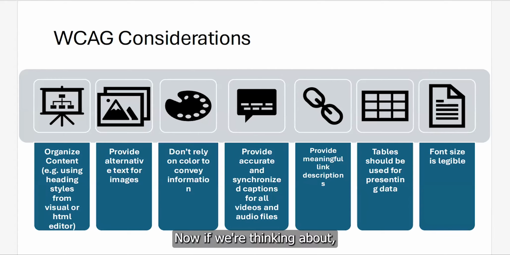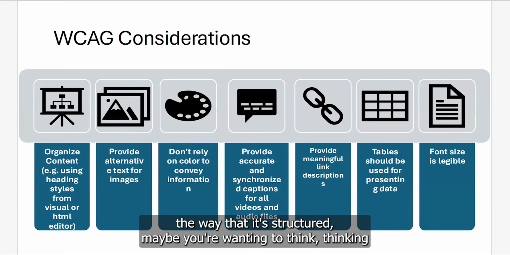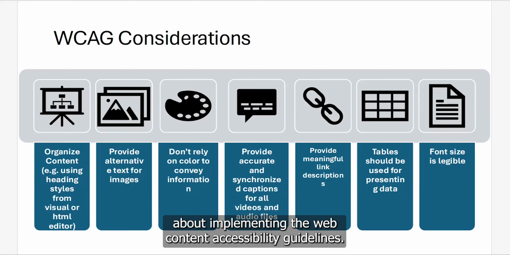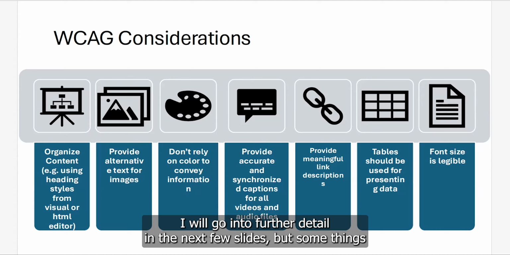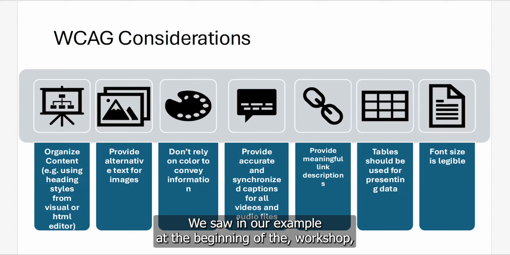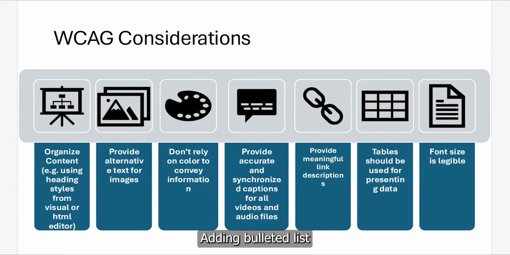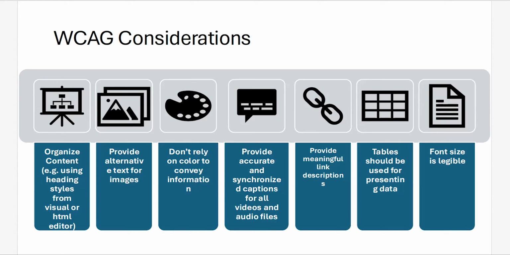Now, if we're thinking about more of the technical aspect of our content, the way that it's structured, maybe you're thinking about implementing the Web Content Accessibility Guidelines. Here's a couple, and some of these I will go into further detail in the next few slides, but some things that you might want to consider is the way that you organize content. We saw in our example at the beginning of the workshop, adding headings makes a huge difference. Adding bulleted lists makes content visually appealing and a lot easier to digest.